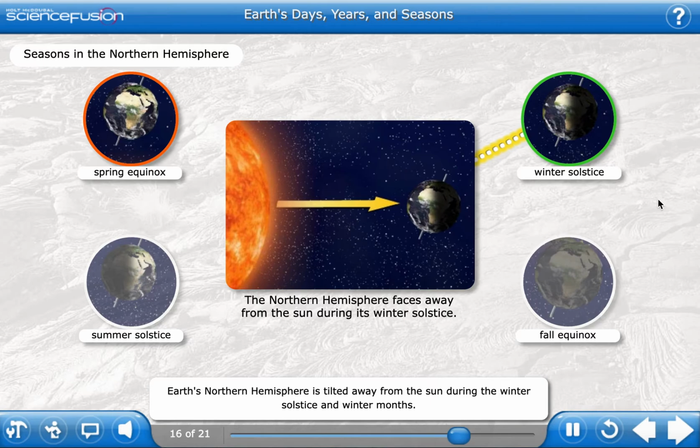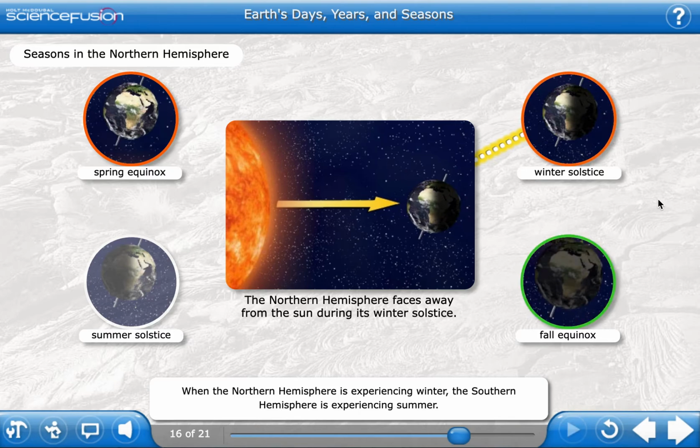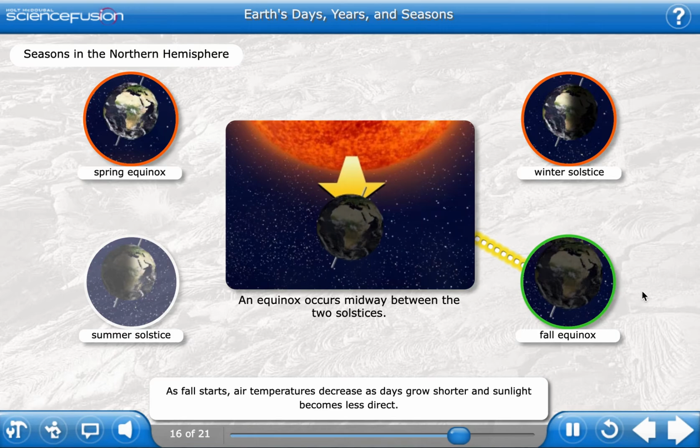Earth's northern hemisphere is tilted away from the sun during the winter solstice and winter months. Short days and indirect sunlight in this hemisphere cause air temperatures to become very cold at high latitudes. The sun appears low in the sky because the northern hemisphere is tilted away from it. When the northern hemisphere is experiencing winter, the southern hemisphere is experiencing summer. As fall starts, air temperatures decrease as days grow shorter and sunlight becomes less direct.